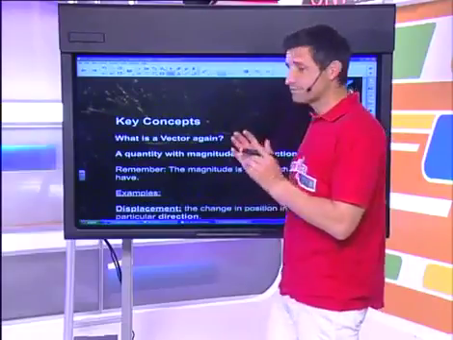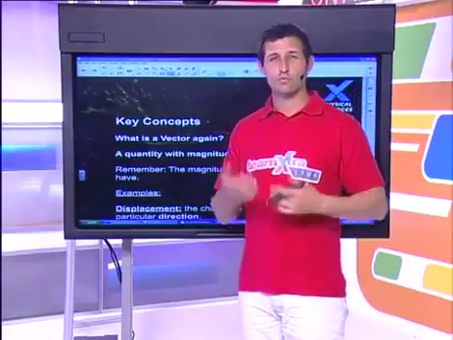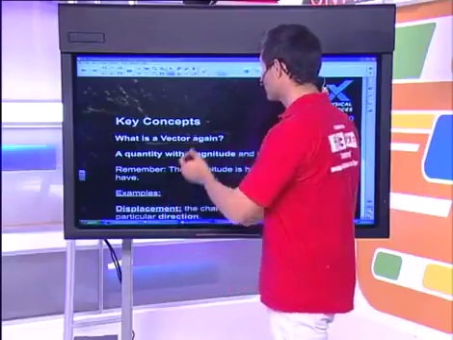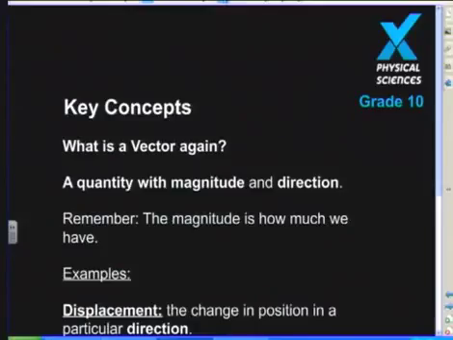Okay, now we need to remind ourselves what a vector quantity is. Now, last week I told you that Vector was also an evil character in a cartoon. Guys, that's not the sort of vector I'm talking about. A vector is something which has got magnitude and direction.